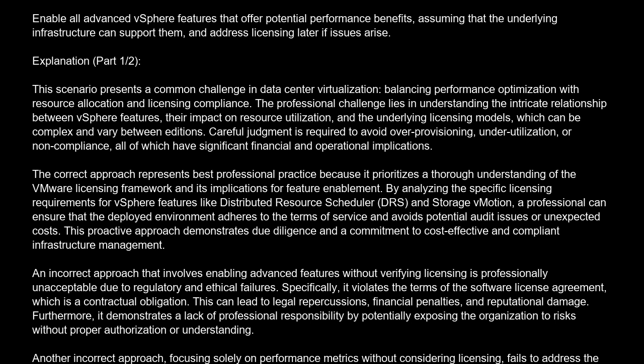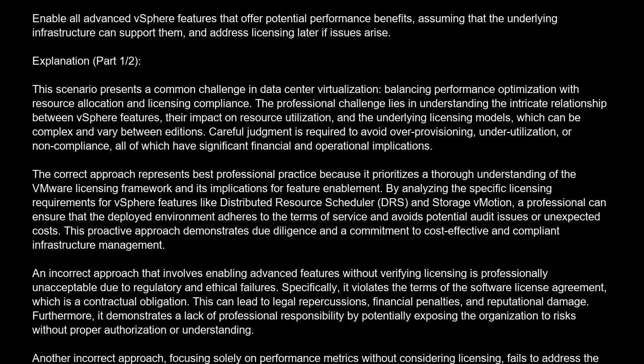An incorrect approach that involves enabling advanced features without verifying licensing is professionally unacceptable due to regulatory and ethical failures. Specifically, it violates the terms of the software license agreement, which is a contractual obligation. This can lead to legal repercussions, financial penalties, and reputational damage. Furthermore, it demonstrates a lack of professional responsibility by potentially exposing the organization to risks without proper authorization or understanding.